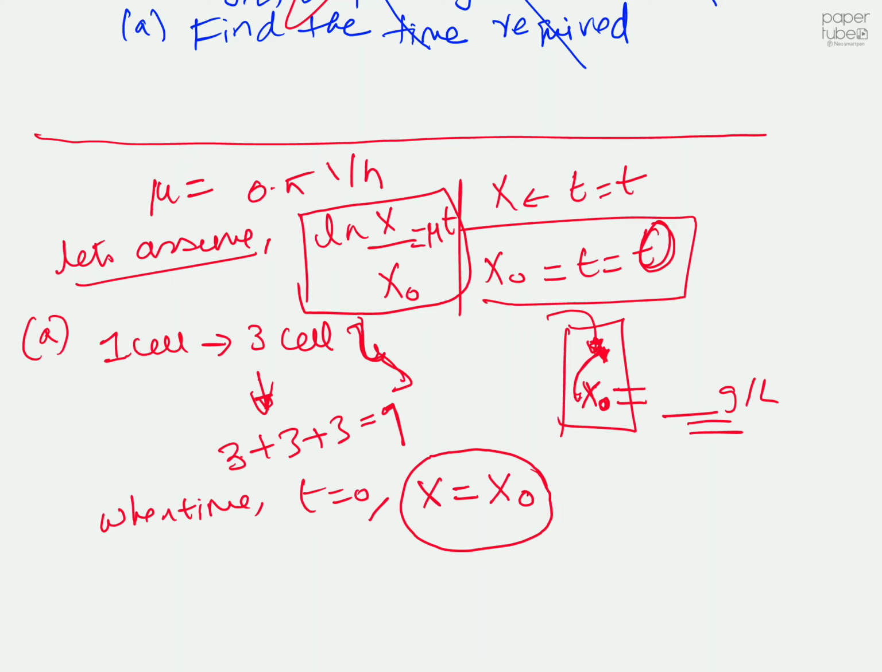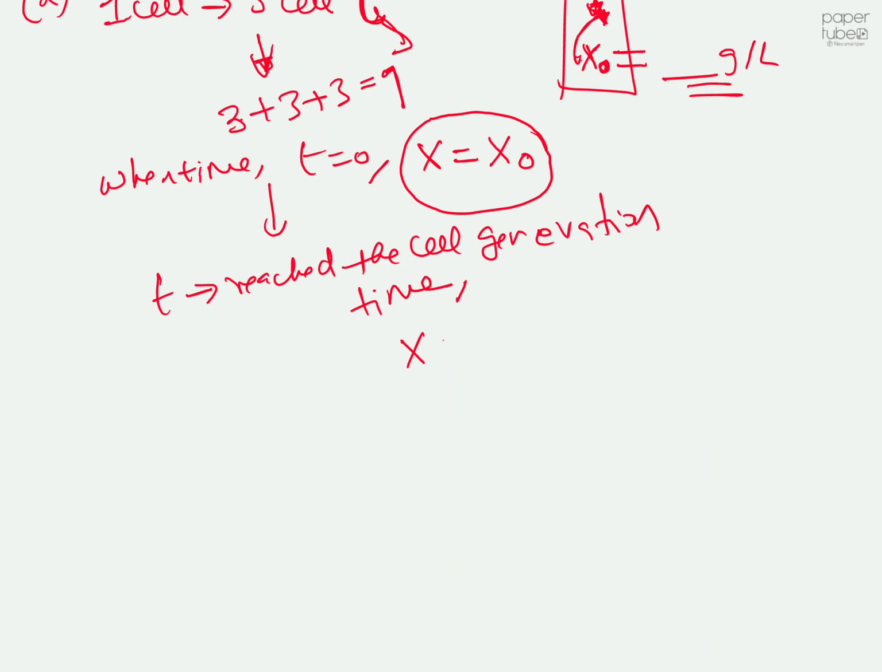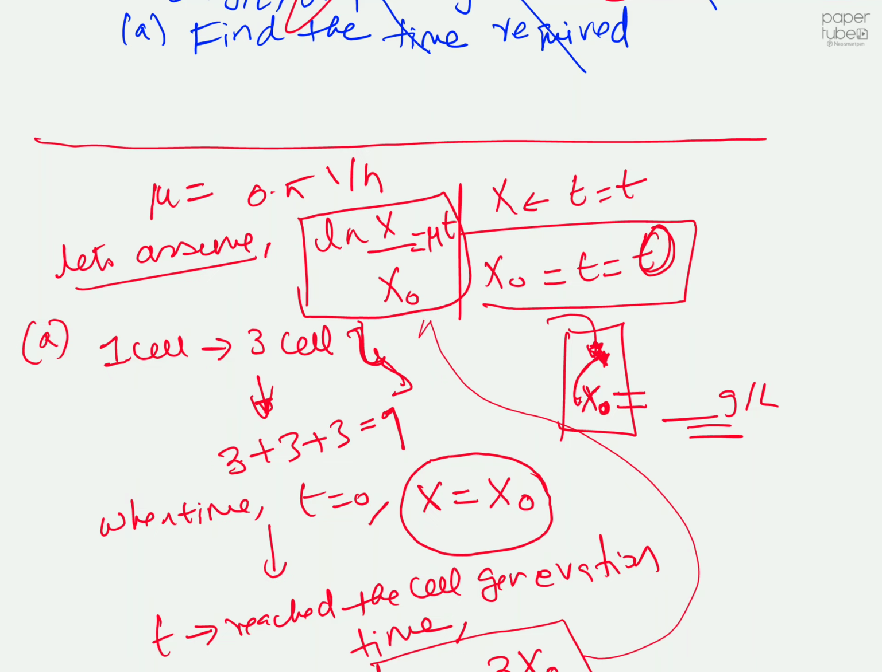So let's say when the time reached the cell generation time, or let's say after the first cell division, your microbial concentration will be equal to 3 times your initial concentration. So we have x is equal to 3x0. So substitute this value in this expression.